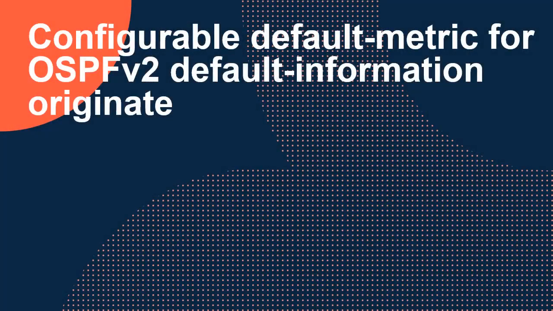So let's kick off with this item. It's around the OSPFv2 default information originate command. It's now configurable in the sense we can now configure a default metric when we want to advertise a default route using this command.